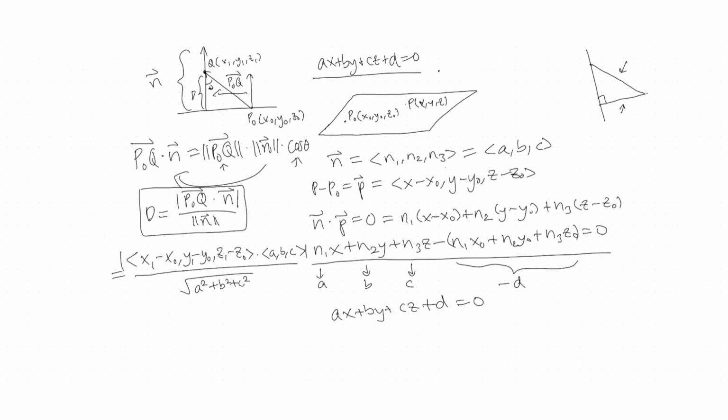So now that we have that, let's calculate this dot product. So we're going to work this out. I'm going to put it down here. We're going to say ax1 minus ax0 plus by1 minus by0 plus cz1 minus cz0, absolute value, all over the square root.